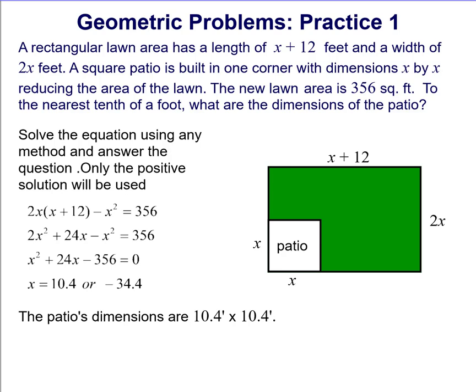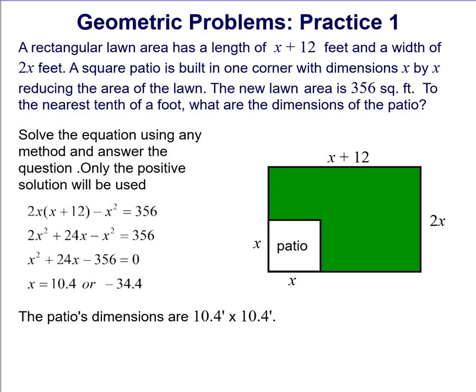2x squared take away x squared is going to leave me with x squared plus 24x. And to put this into standard form, I subtract 356 from both sides. So now we have a quadratic in standard form. x squared plus 24x minus 356 is equal to 0.